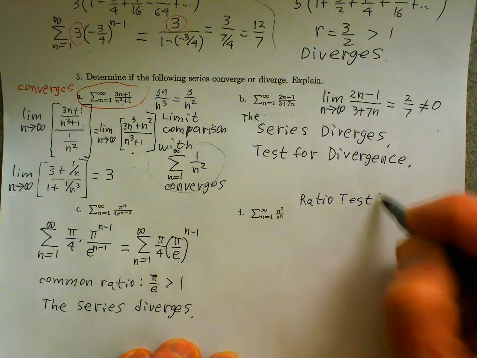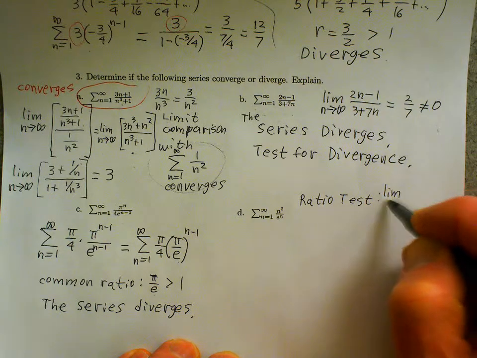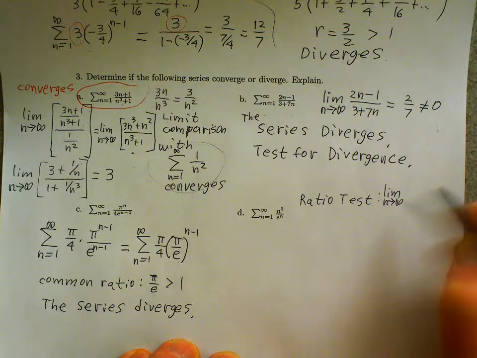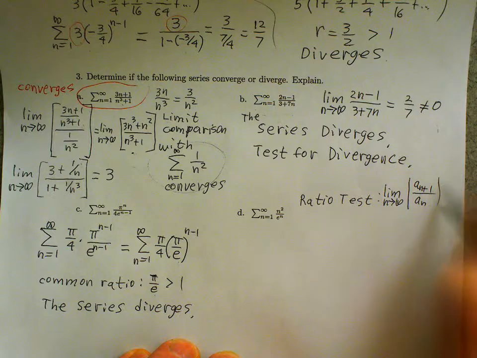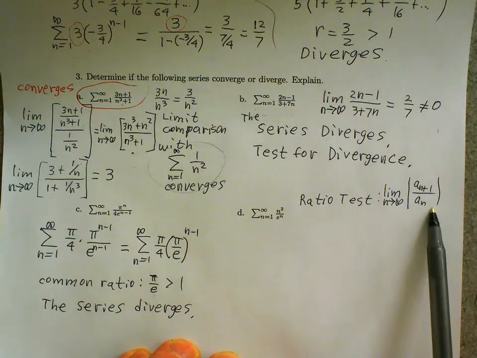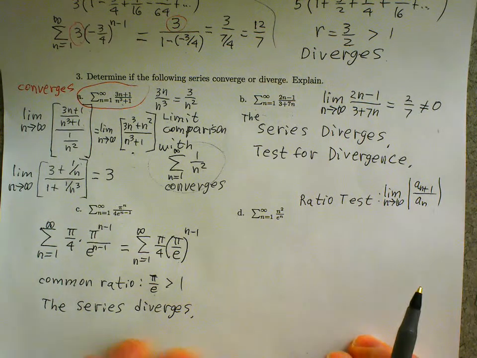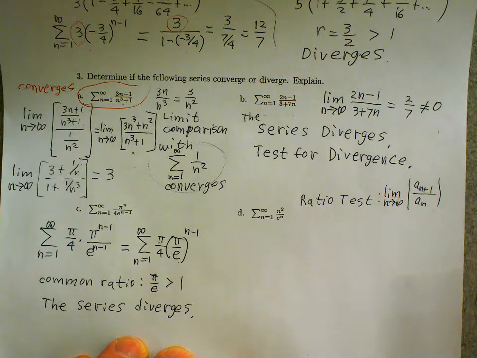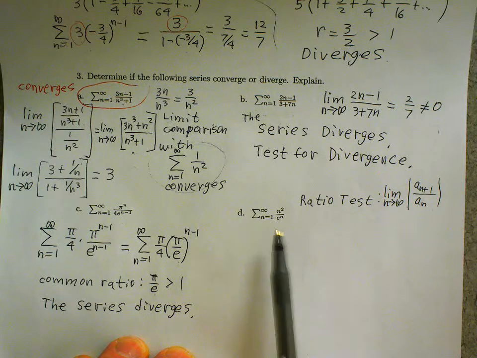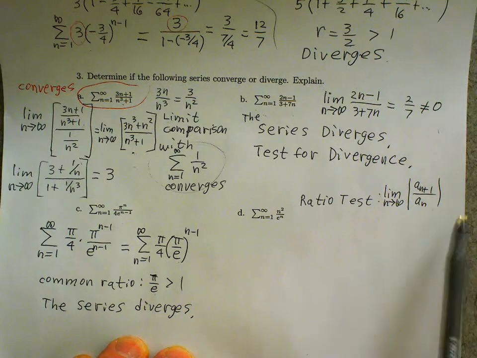So remember, the ratio test involves the limit of the absolute value of the n plus first term divided by the nth term from the sequence in the series. And if that limit is less than 1, then the series converges. If it's greater than 1 or infinite, then it diverges.